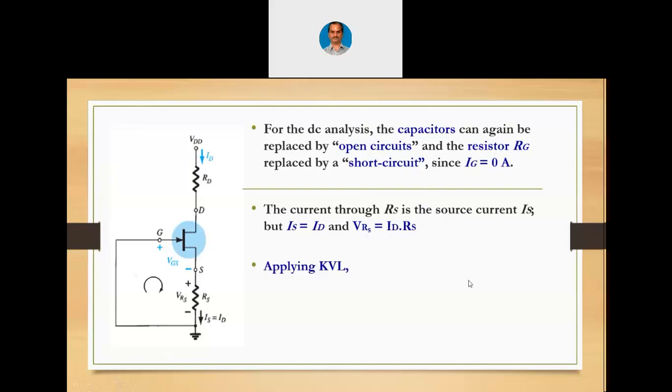Applying KVL, minus VGS minus VRS equals 0. Positive to negative, again positive to negative. Let us put it as minus VGS minus VRS equals 0, or VGS equals minus VRS. This VRS is nothing but ID into RS. So the voltage that is across the source resistor itself is going to appear across the gate to source as a negative potential. That is how the transistor will remain in the mid region. Here we call it as saturation region.